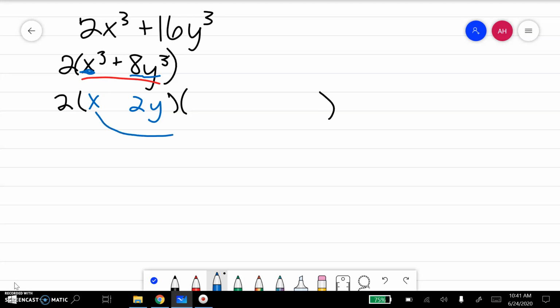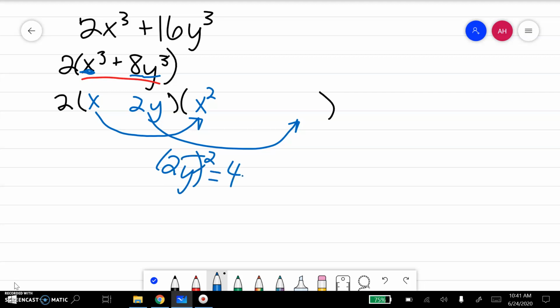So we're going to square this first one. We get x squared. Square the last one. Now remember, when you do 2y squared, you have to square both, so that's 4y squared. We have 4y squared there. And then we multiply the 2. So 2y times x gives me 2xy.